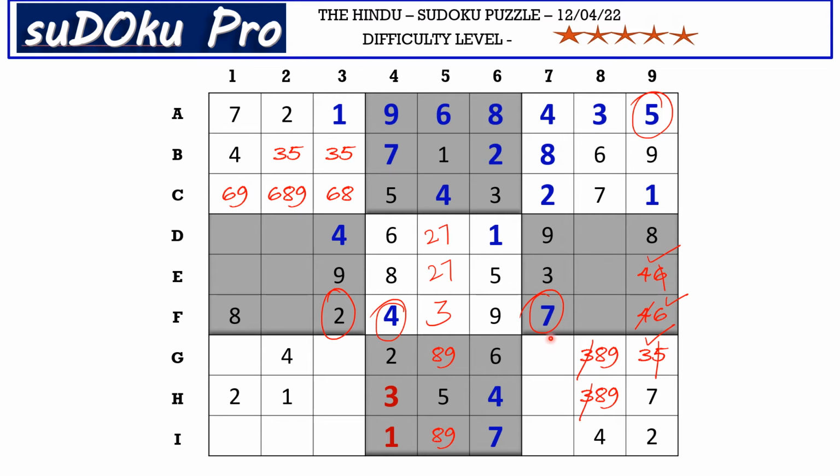Also in column 7 there are only 3 empty cells and the missing numbers are 1, 5 and 6. There is 1 and 5 in H row, so H7 takes 6. Now the missing numbers are 1 and 5. There is 1 here, so I7 takes 5 and G7 takes 1.